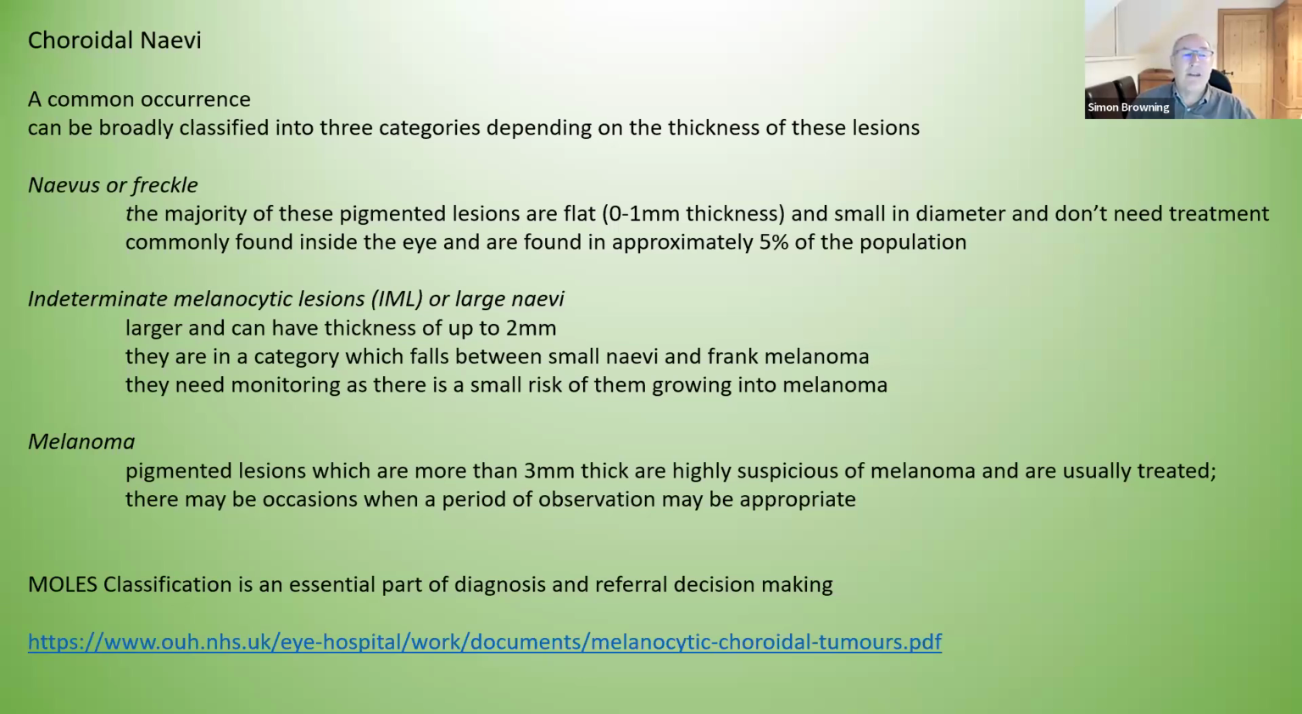And then you have the intermediate melanocytic lesions, or IMLs, large nevi. They're larger, they're thicker, and they're in a category which is in the middle. It's not a nevus, it's not a frank melanoma, but there is a risk to these ones more so, and there is a risk of them growing into melanoma. So again, monitoring these is important. And then the melanoma, obviously, pigmented lesions, more than 3 millimeters thick, highly suspicious of melanoma. And sometimes you think you've got a melanoma there, but it may be correct to observe over a period of time to see if they're changing.